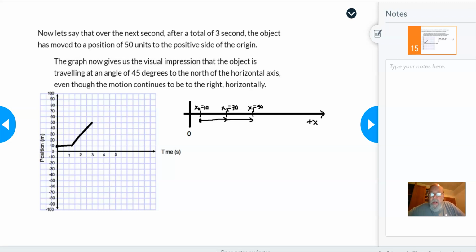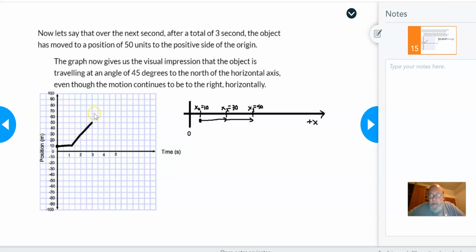Okay, so now we've gone 3 seconds, and after a total of 3 seconds, the object has moved to a position of 50 units, and we can see that right here. So 50 units at 3 seconds, and the graph now gives us a visual impression that the object is still traveling at an angle of 45 degrees to the north, but that's not true, right? This is not the path.